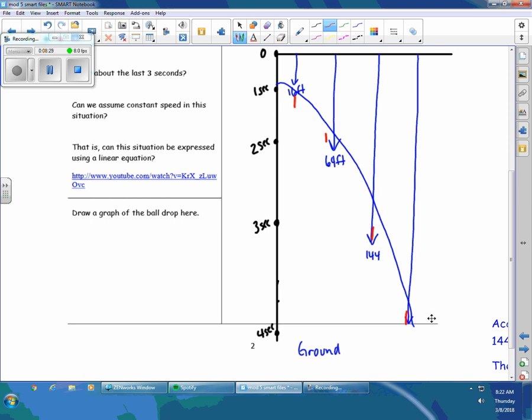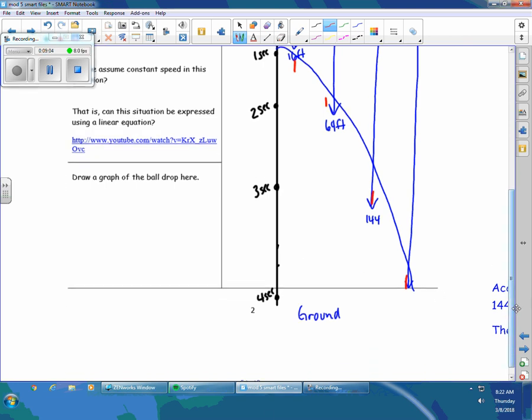So we can't really use our linear equation to make predictions about this because we'd be pretty far off. We said in 1 second it was going to travel 64 feet, and it actually took 2 seconds for it to travel 64 feet. And then we said at 3 seconds it would be at 192, and at 3 seconds it was actually only at 144. So our thinking that it was going to travel at the same speed was very far off. So if we were using our equation to make predictions about this situation, we would have been inaccurate.